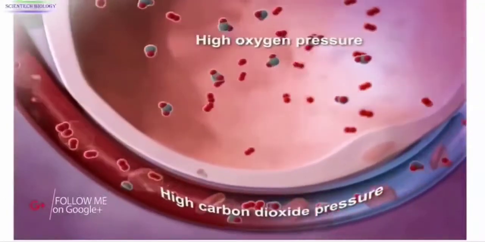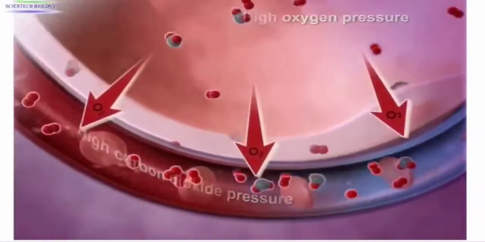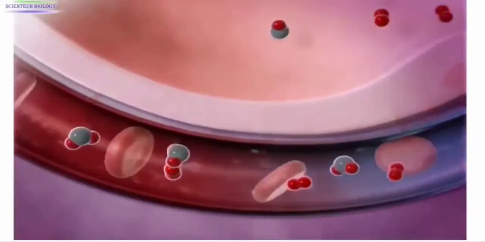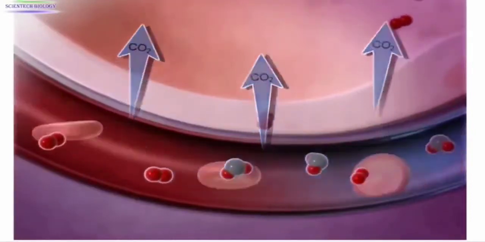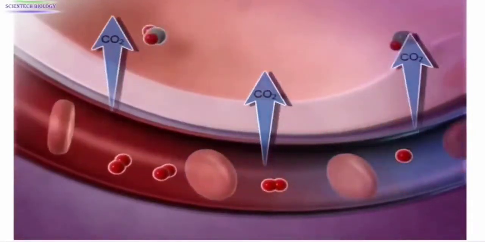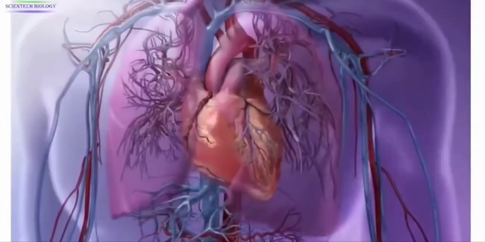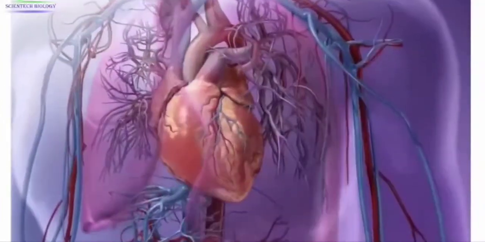Oxygen from inhaled air diffuses from the alveoli into the pulmonary capillaries, and the carbon dioxide from oxygen-depleted blood diffuses from the capillaries into the alveoli. Now the bloodstream delivers oxygen to cells and removes the carbon dioxide through the process of internal respiration.